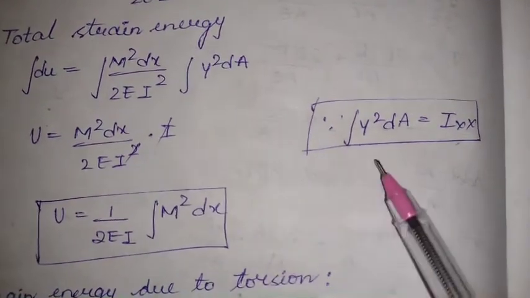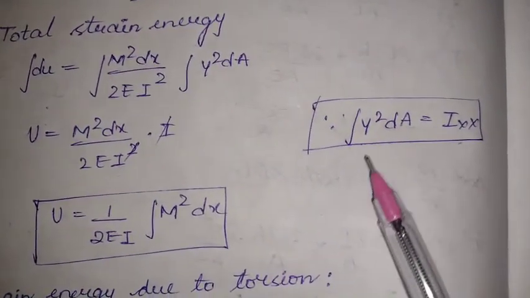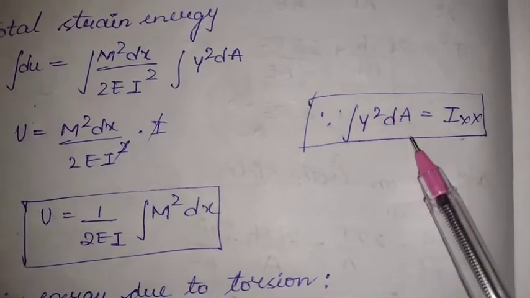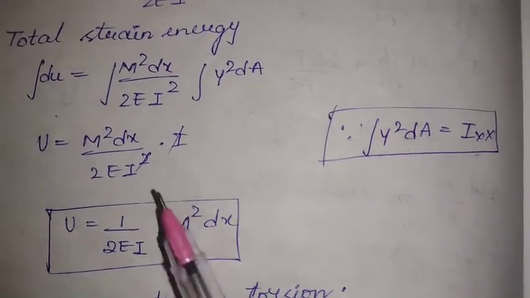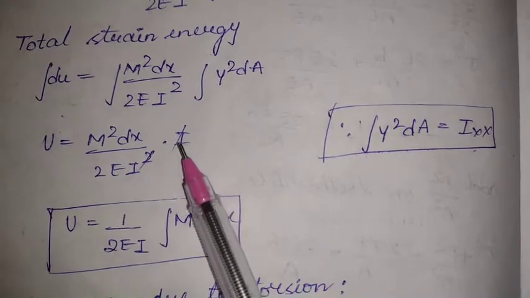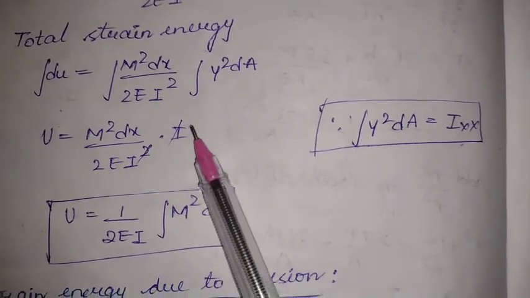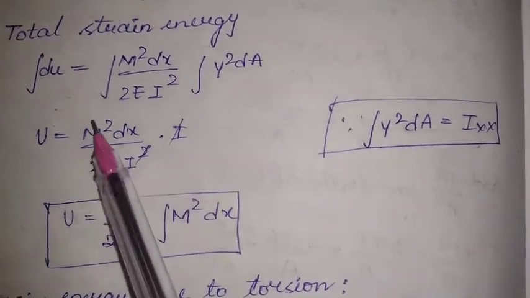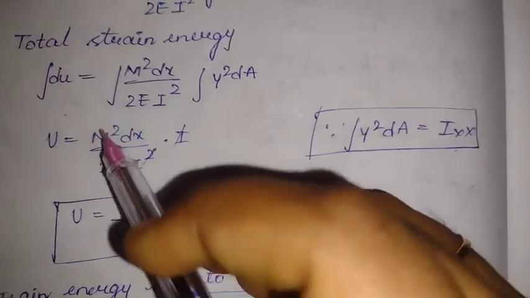From the above drawing and from the basic strength of materials, we get the integration of y squared dA equal to Ixx. Simply substitute that over here, and this I and I would be cancelled. 1 by 2E is a constant. The integration would remain over here also for this part.